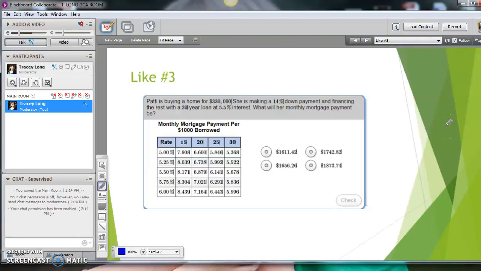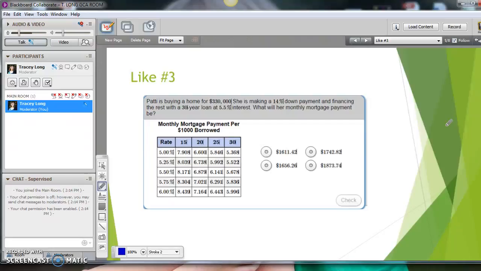This is number 3 on your 3.1 practice problems. It's like number 3 on your quiz. Here we're going to start talking about how much mortgage payment someone will make per month. Here we have Patty, who's buying a home for $330,000. She's making a 14% down payment and financing the rest with a 30-year loan at 5.5% interest. What will her monthly mortgage payment be?